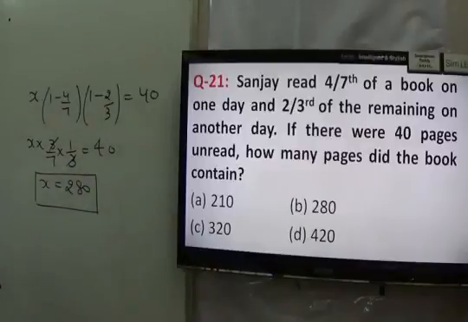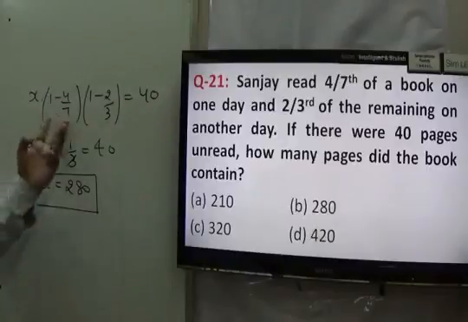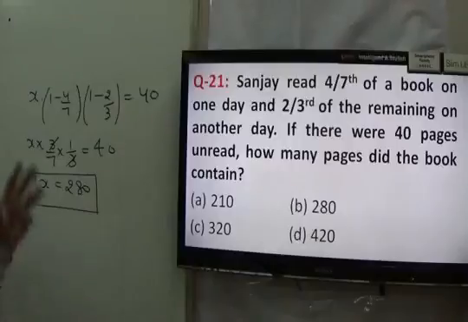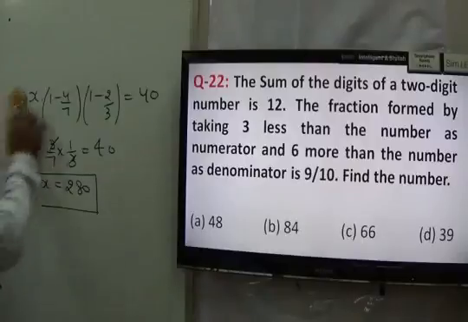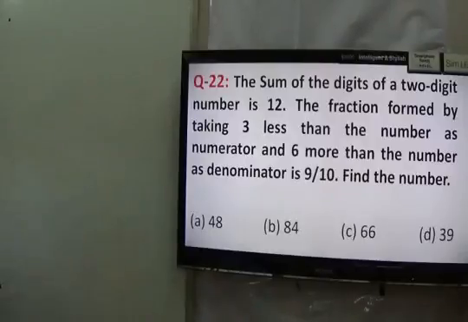So what I can say is, suppose originally it is x, 4/7 he read, it means how much is left? 1 minus 4/7. Then 2/3 of the remaining, means now after this he read 2/3. It means 1 minus 2/3. Total equal to 40. Solve it and find the value of x. Answer is said to be 280. 280 becomes your answer. Then you have question number 22.